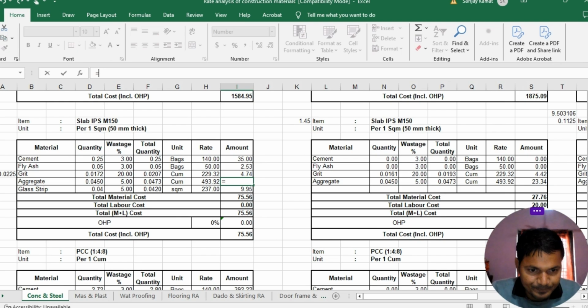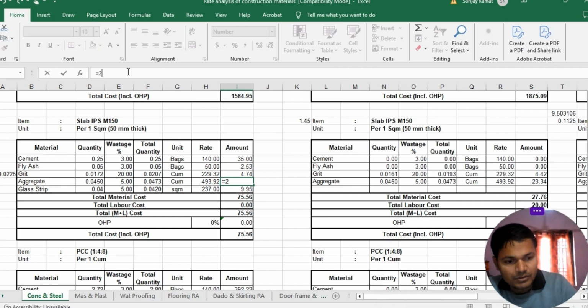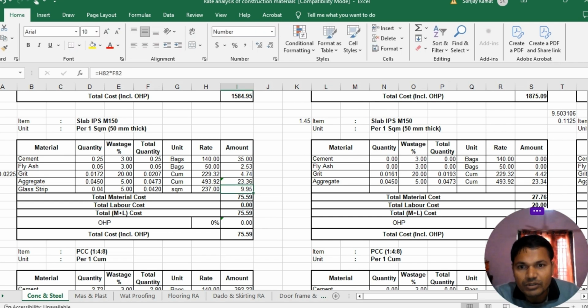How much is it? 23.36. 23.36. So this much only you have to write. Not more, not less. Accurate value you have to write.